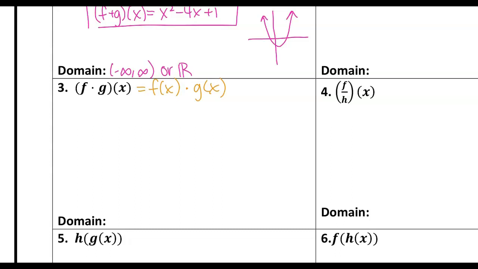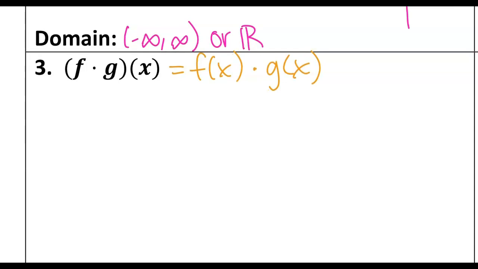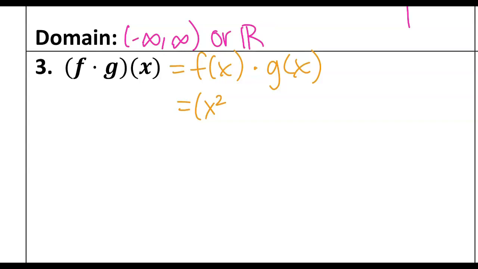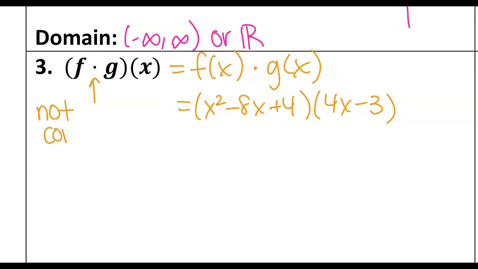All right, so looking at question number 3, we should have taken f of x, which is x squared minus 8x plus 4, and we're going to multiply it by g of x, which is 4x minus 3. I will say this again. This little dot, the closed dot, does not represent a composition. This is just multiplication, guys. So just multiplication, not a composition. So when you're doing that, you're just going to distribute. You're just going to FOIL this out. So for this question, I'm going to go ahead and FOIL.